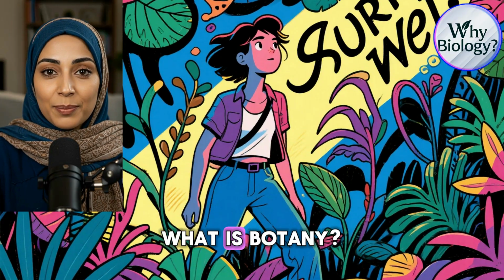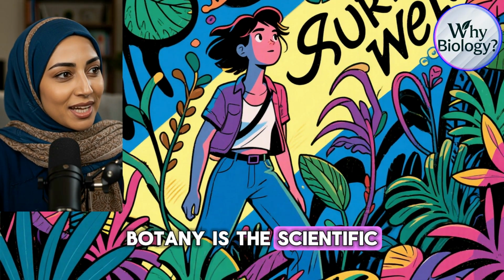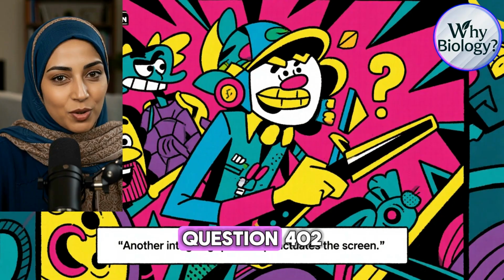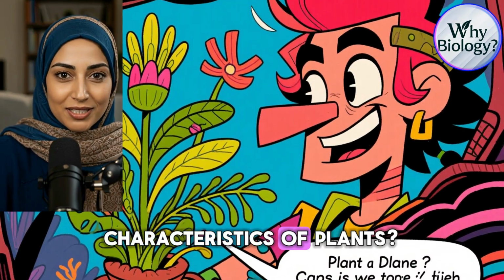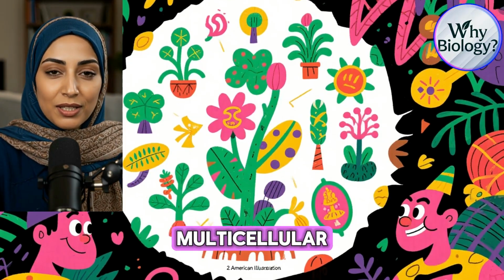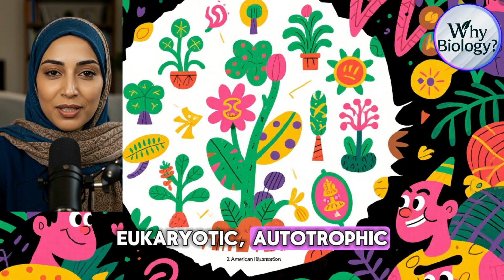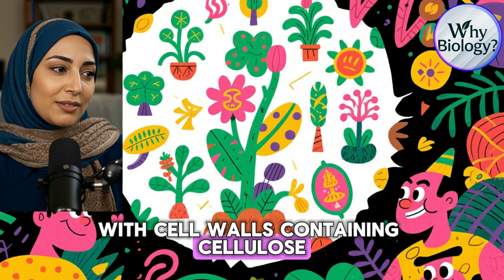Question 401. Did you know? What is botany? Botany is the scientific study of plants. Question 402. Did you know? What are the main characteristics of plants? Multicellular, eukaryotic, autotrophic, with cell walls containing cellulose.